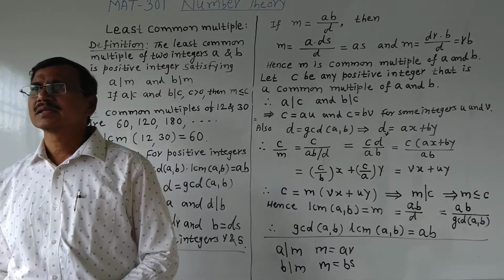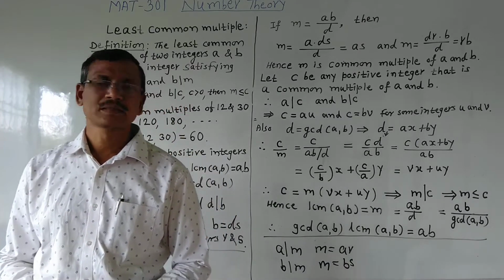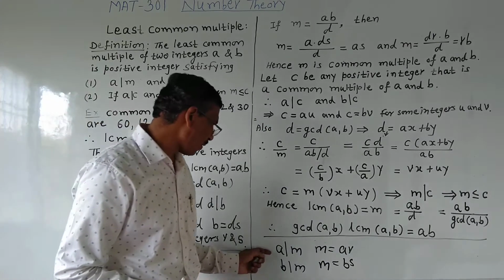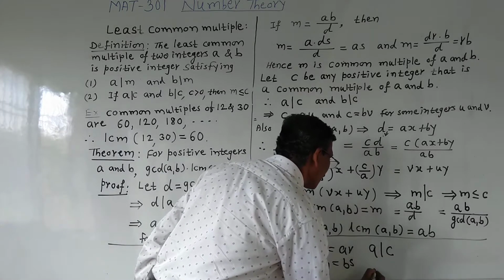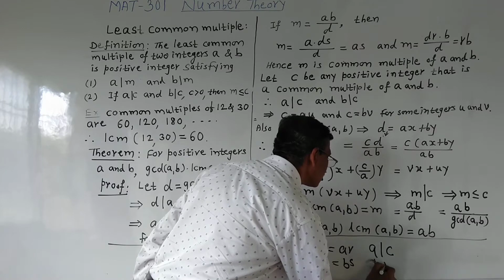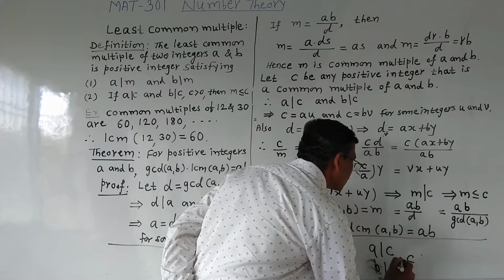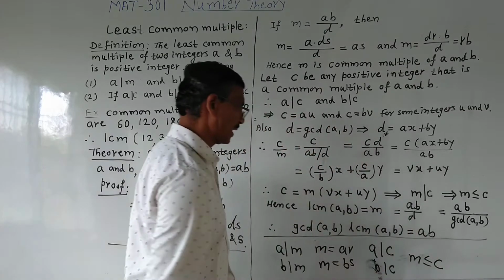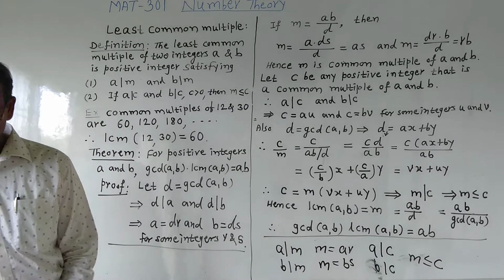If there exists any arbitrary common multiple, for example c, if c is an arbitrary common multiple of a and b, that means a divides c and b divides c, and if we have m is less than or equal to c, then m is called the least common multiple.